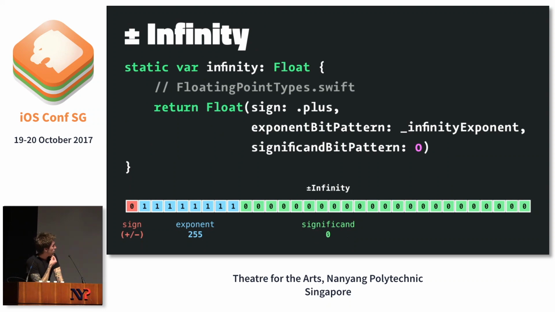The last one that's interesting is infinity. So here, the bit pattern, we have all ones for the exponent, we have all zeros for the significand, and we can see that we construct this with this float initializer. We give it the sign, we give it the bit patterns, and construct infinity.